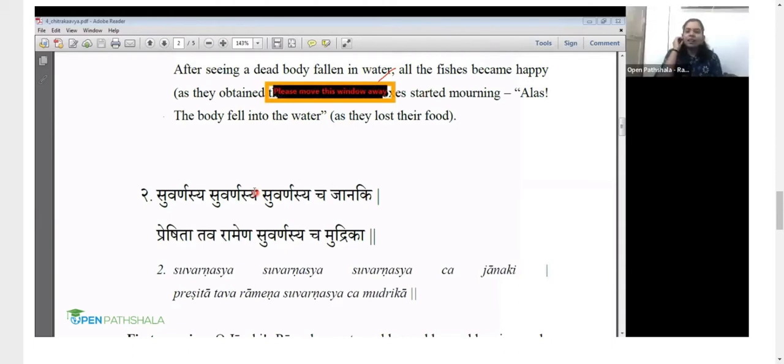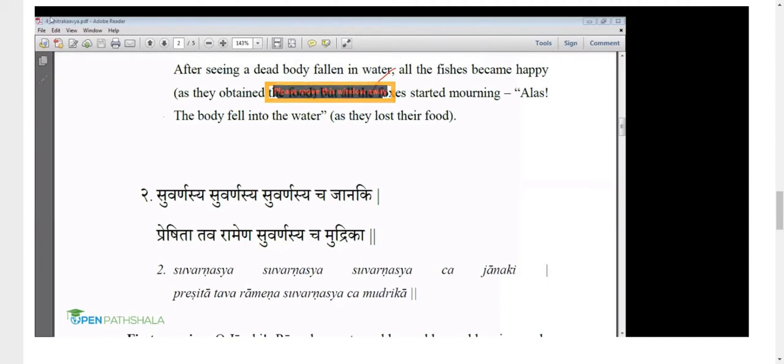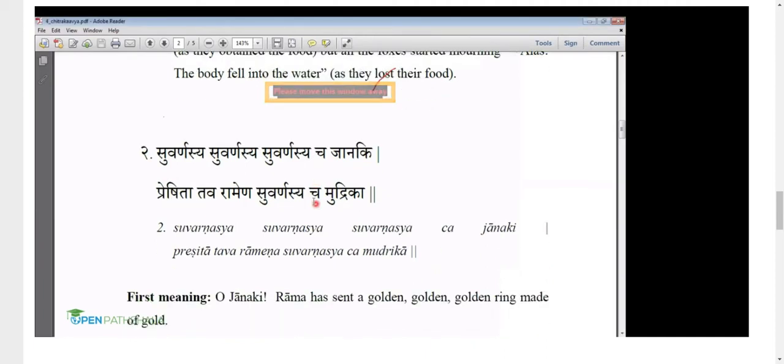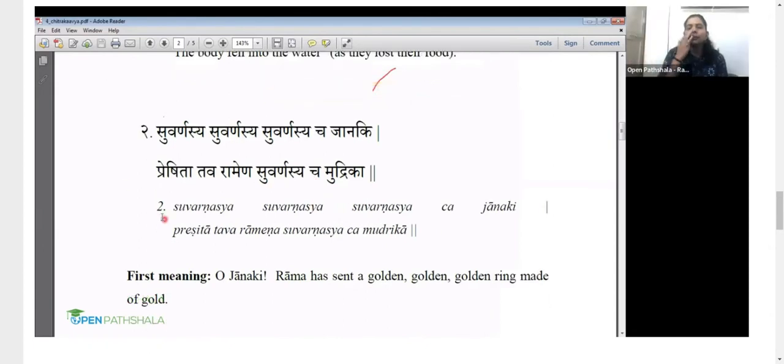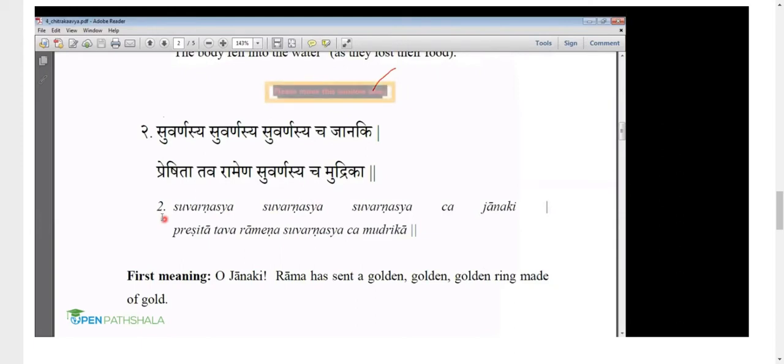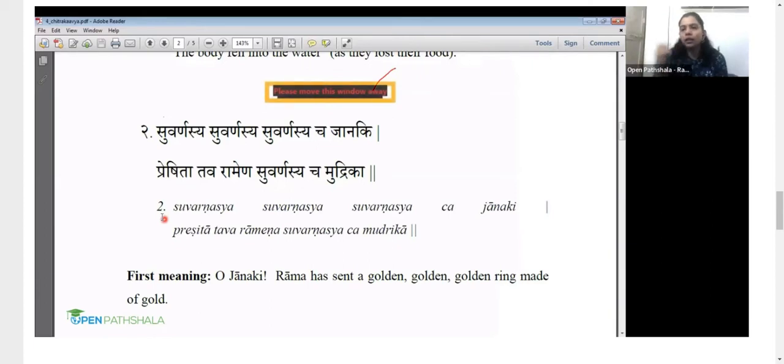Yes, but does the poet really need to use this four times? Why? Golden ring. So each time it should mean something else. That's what I'm doing. Anyone of you remember this kind of stotra? Anyone of you? That has the repetition of one word, but that might have some other meaning.